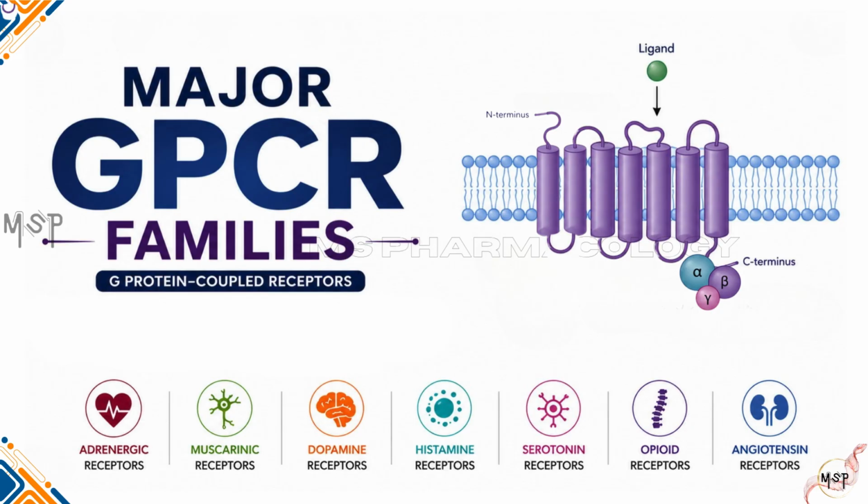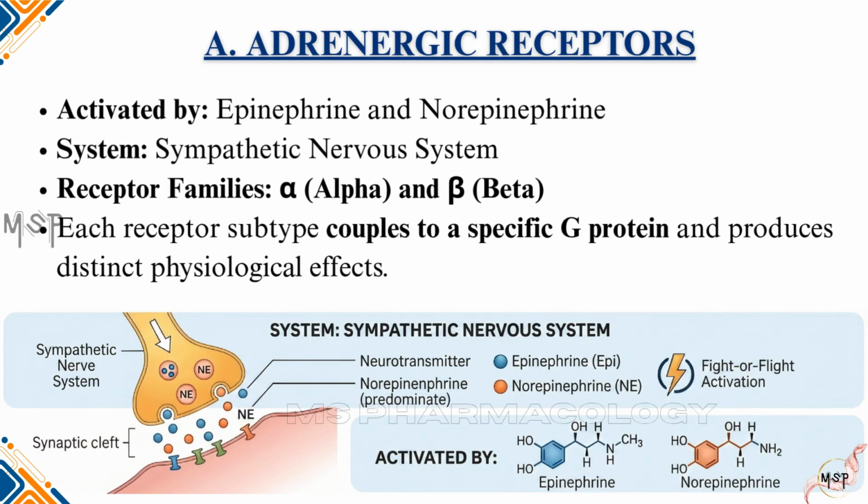We will begin with one of the most clinically important groups, the adrenergic receptors. These receptors are activated by the catecholamines epinephrine and norepinephrine and mediate the physiological effects of the sympathetic nervous system. They are classified into alpha and beta receptor subtypes, each coupled to specific G proteins and producing distinct responses.